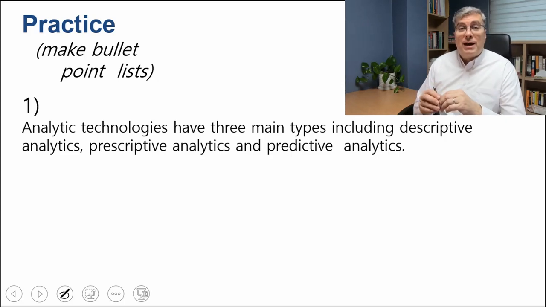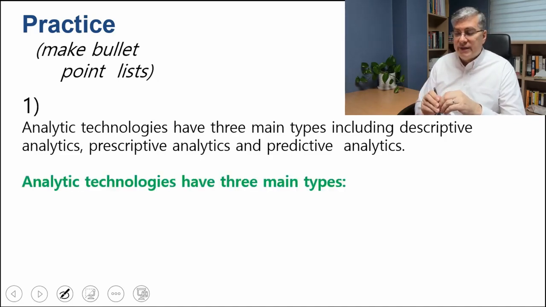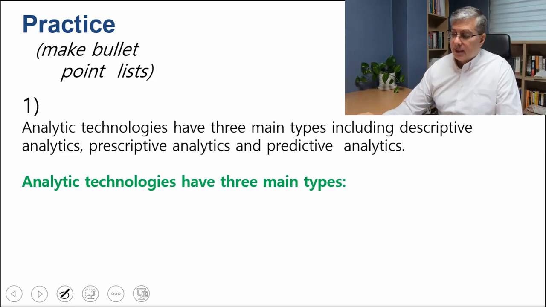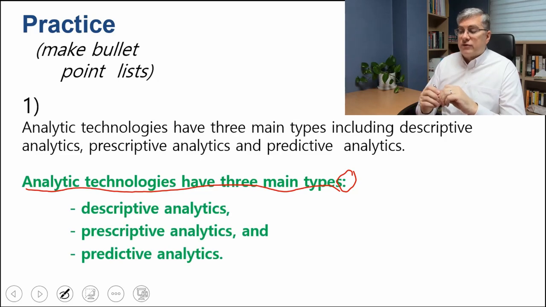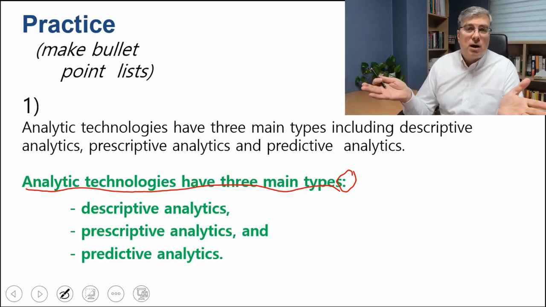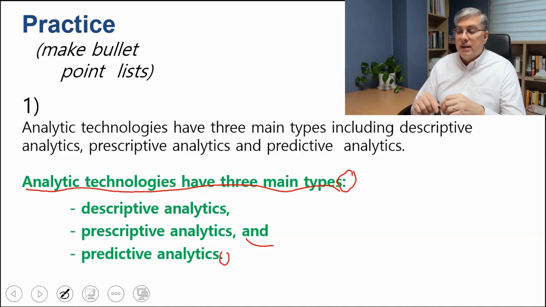Okay, so how would we rewrite this? How would we make a bullet point list using proper punctuation? Well, we can start by writing: analytic technologies have three main types. This is a complete sentence here, and we introduce the bullet point list with a colon. So then we have our bullet list: descriptive analytics. I used a comma here because it's not very long. It's not necessary to use a semicolon, but you can if you want to. Descriptive analytics, prescriptive analytics, and predictive analytics. And then a period to finish your bullet point list. That's a very common, very accepted, commonly followed way to make a bullet point list.